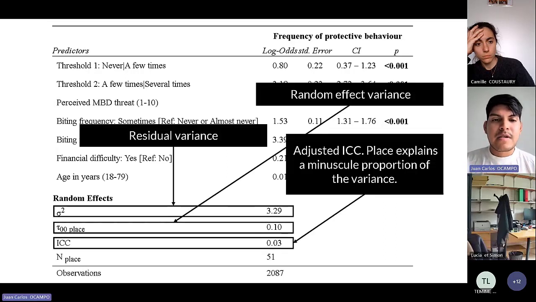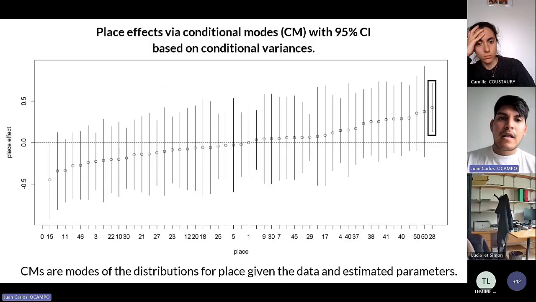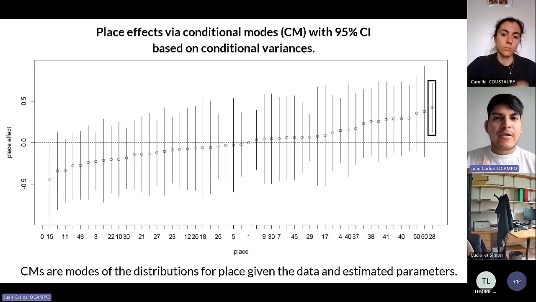And again, same read as with the count model, our residual variance, our random effect variance, and our adjusted ICC show that within our models, place really explains a minuscule proportion of the variance. But for this model, we can look at that just a little bit more deeply. This is the effect of places via conditional modes. Random effects are really not parameters, so they cannot be estimated in the traditional way. We don't really get an estimate for random effects.